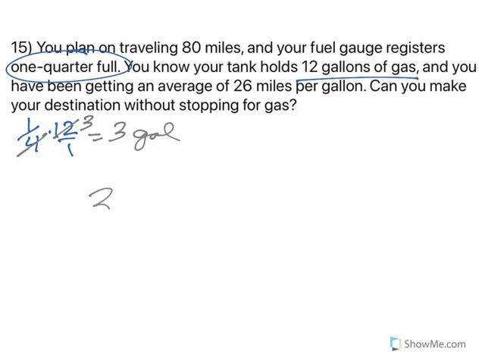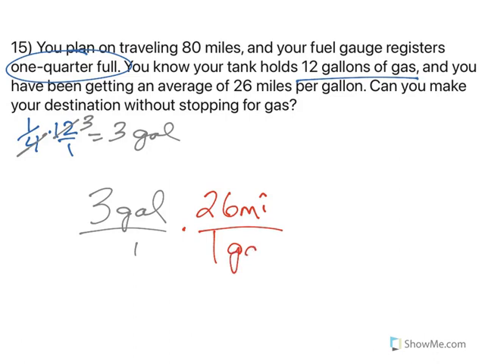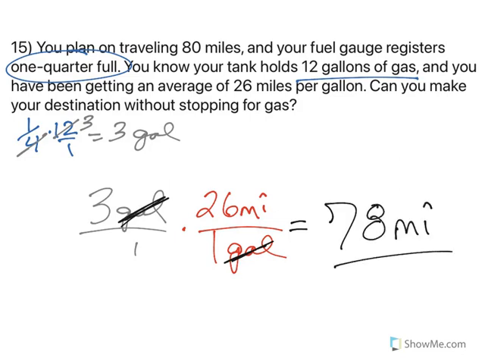Now, if I have 3 gallons of gas and my car gets 26 miles for every 1 gallon, well, that makes my gallons disappear. That means I can go approximately 78 miles with this 1/4 of a tank. If I know I need to go 80 miles, can I make it?